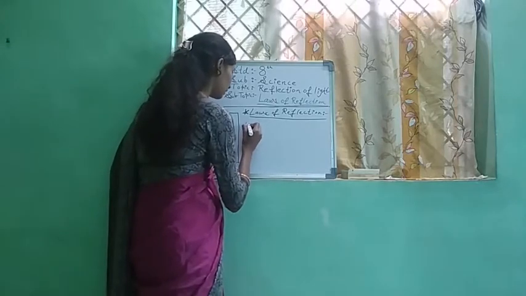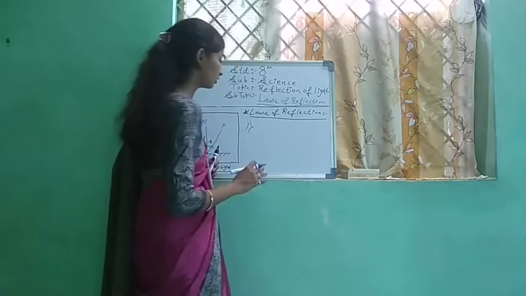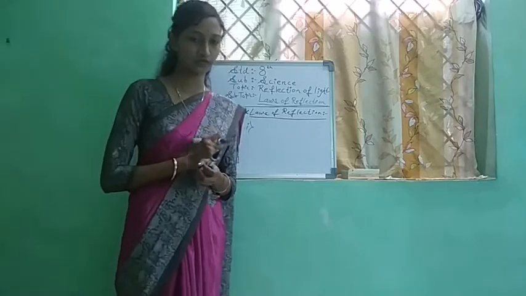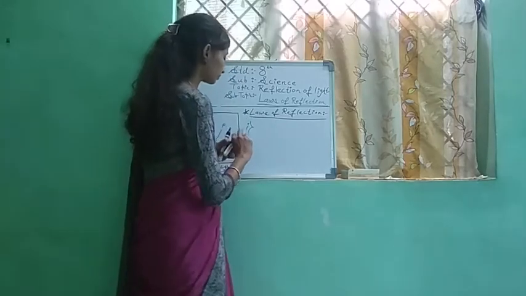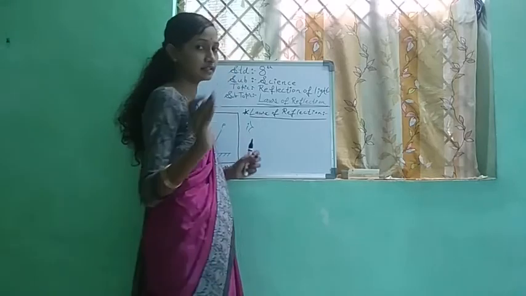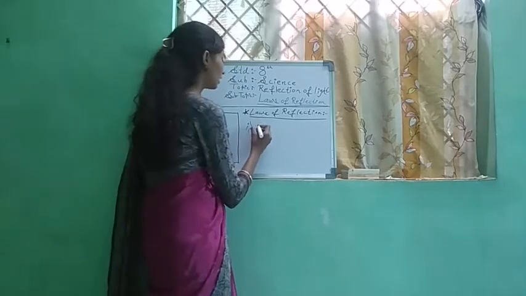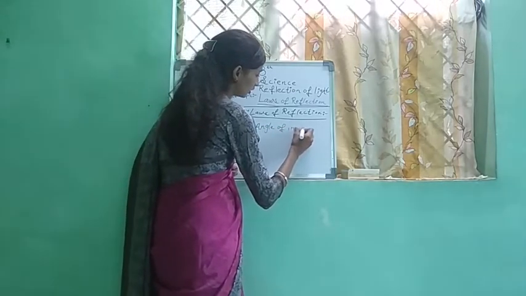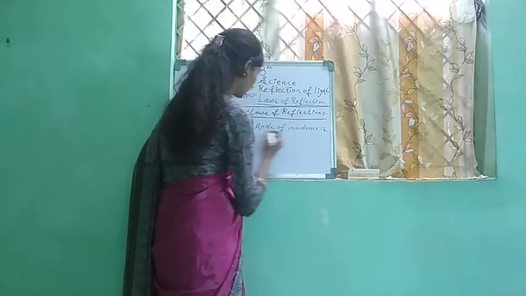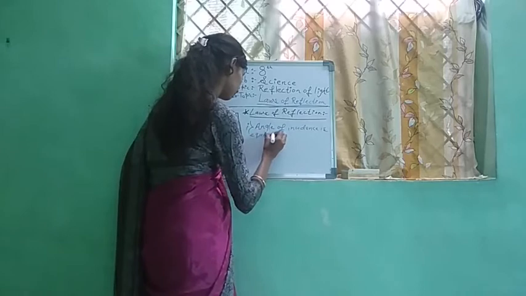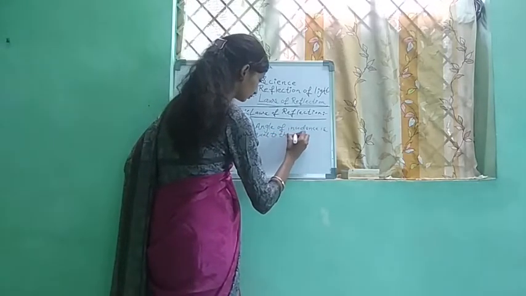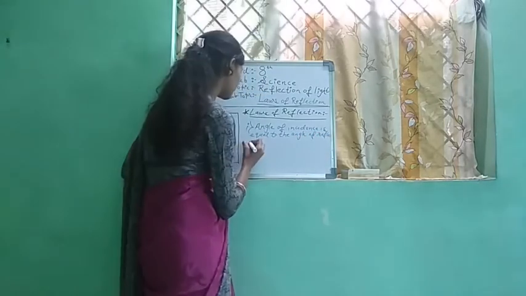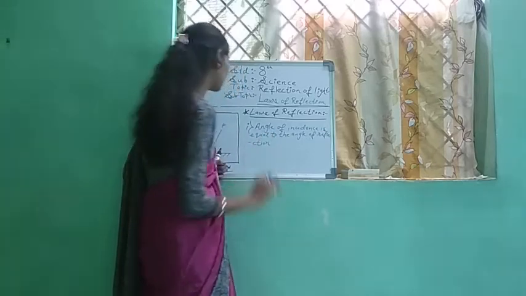Okay, basically there are 3 laws of reflection. How many laws of reflection are there? 3 laws of reflection. The first law is the angle of incidence is equal to the angle of reflection. The first law is angle of incidence is equal to angle of reflection.